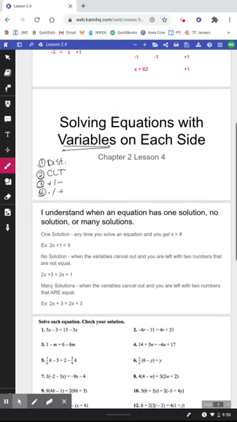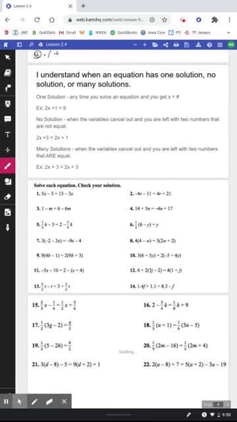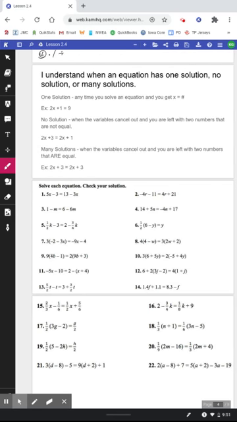The first thing we're going to talk about is when does an equation have one solution, no solution, or many solutions? So an equation will have one solution if anytime you solve an equation and you get x equals a number. So basically all of the ones that we've been doing up until this point. So for my example, I have 2x plus 1 equals 9. First thing I would do is subtract 1 to each side. So that would give me 2x equals 8. Divide by 2, and x equals 4.